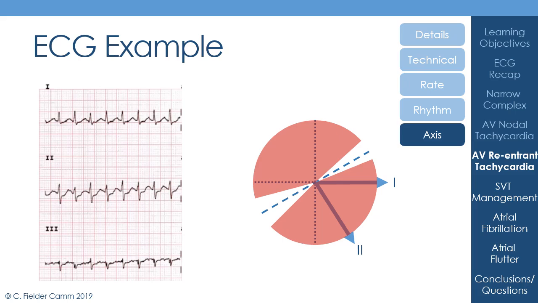All right, so I've given a bit of a margin of error here, which I think is not unreasonable. But I think we're sort of balanced in that lead, so it's going at 90 degrees to lead 2. So when we add those two together, the only area it can be is up in this little quadrant here, which is borderline left axis deviation, I think.